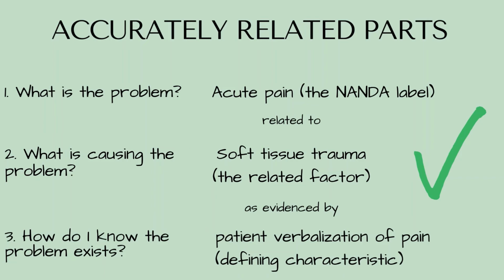To arrive at the defining characteristics, ask yourself, how do I know that the problem exists? Arriving at the answer to this question should be uncomplicated, as these are the signs and symptoms you clustered after your assessment which led you to choose the NANDA diagnostic label. In this example of acute pain, the patient's verbalization of pain lets us know that acute pain is manifesting.